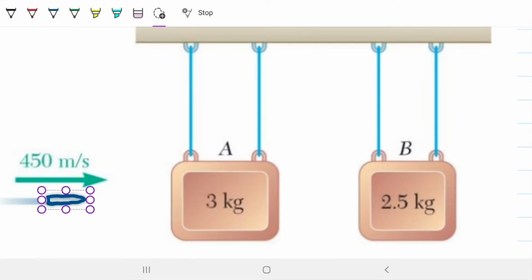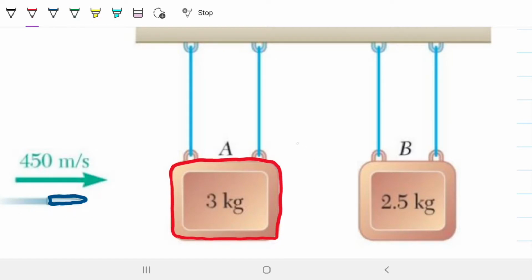Well, we could very well try to do energy conservation here. What would happen is we have the kinetic energy of the bullet, and then as the bullet goes through A, it's going to transfer some of its kinetic energy into A, which is now going to acquire a velocity. But there's a little problem with that.